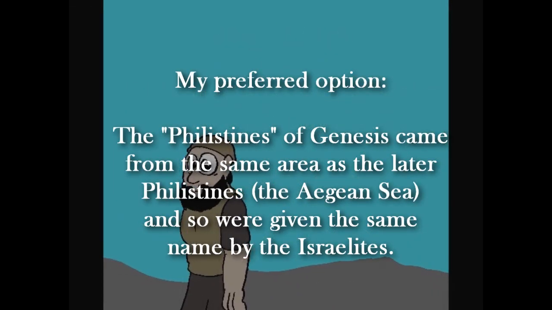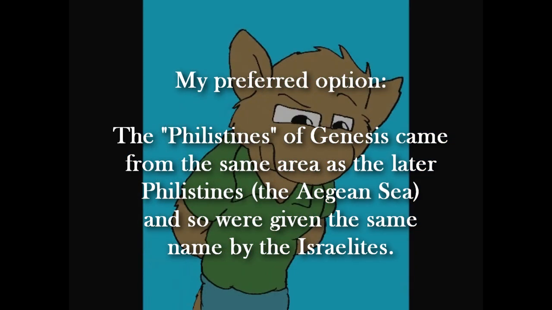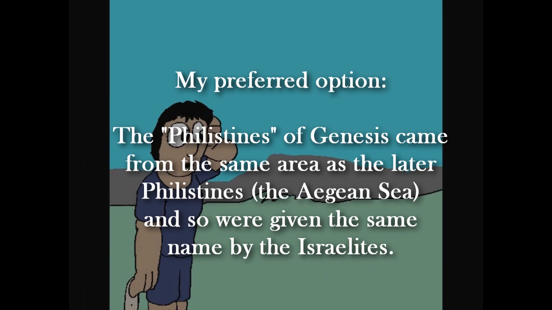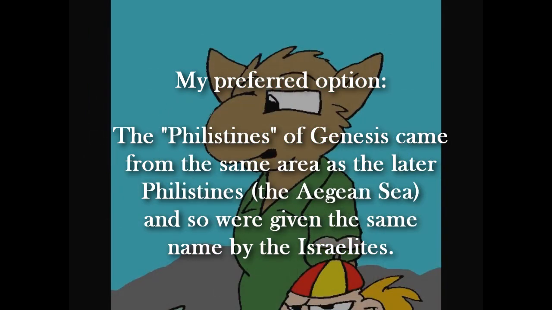There's more than one answer offered for this matter, but the one I favor is that the Philistines in Genesis were members of an early and lesser wave of settlers from the same area that produced who would later be the Philistines, that is, the Aegean Sea. And there are a few lines of evidence that support this.